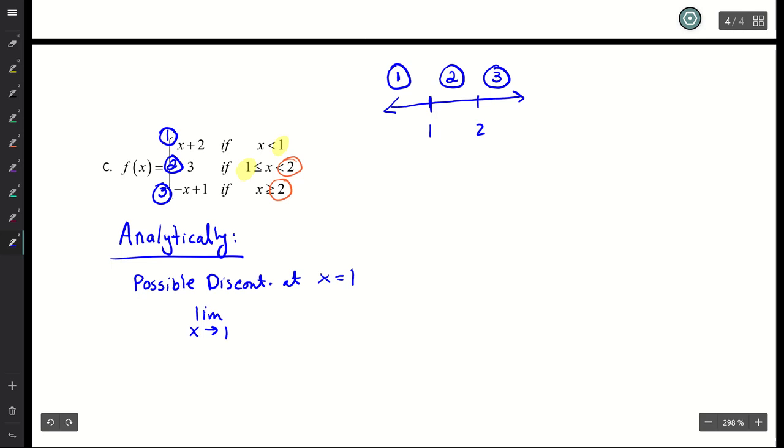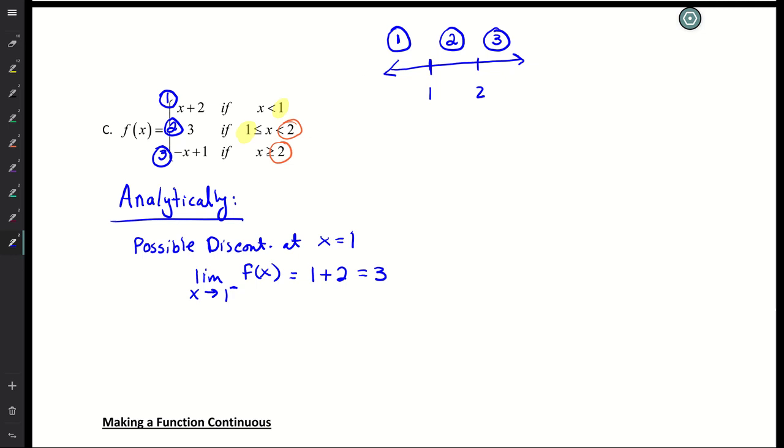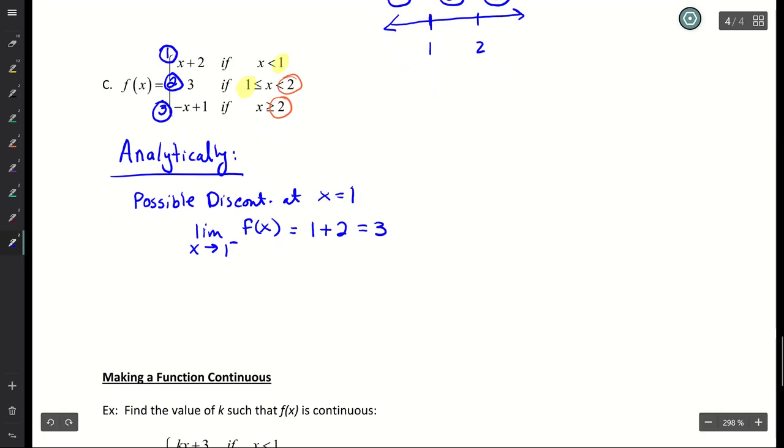So if we're wanting to do a left-hand limit, then we're going to be using the top function. We're just going to plug 1 into that function to determine the limit. So we'll have 1 plus 2, and that's going to end up being 3. So the left-hand limit as x approaches 1 is 3. Let's now look at the right-hand limit. So the limit as x approaches 1 from the right-hand side of f of x.